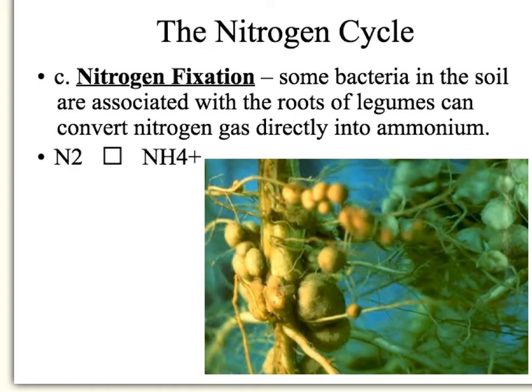So when we talk about nitrogen fixation, that's the ability that some bacteria have in the soil. They're associated with roots of legumes, which can then convert nitrogen gas directly into ammonium. So we're going to take that unusable form of nitrogen and turn it into a usable form of our ammonium. So this again is a form of nitrogen fixation, and so we find this mutualistic relationship here. The plant is going to provide a home for the bacterial cells and food, and in return the bacterial cells then will fix nitrogen for them.